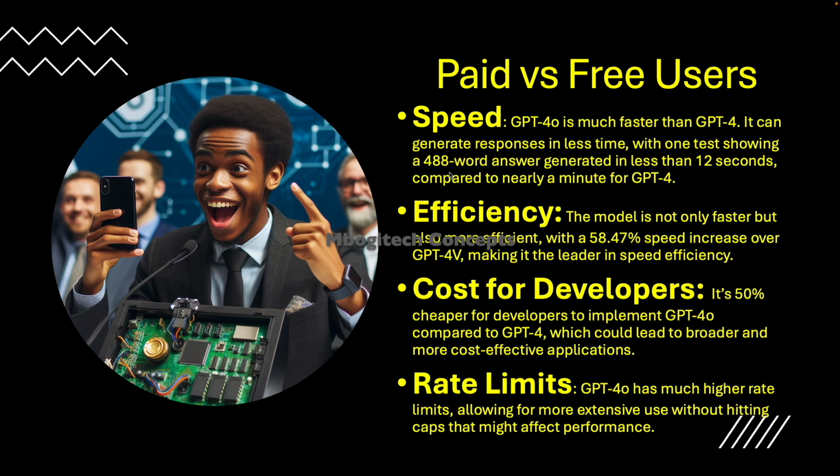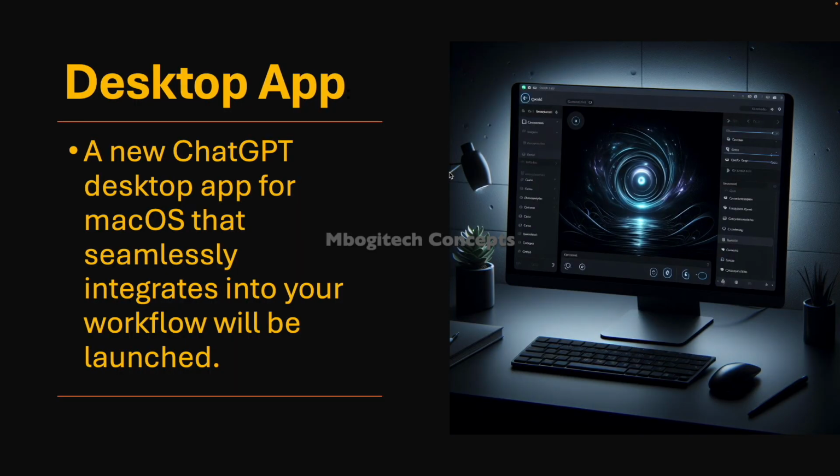Now, rate limits. GPT-4o has much higher rate limits, allowing more extensive use without hitting caps that might affect performance. I think I've explained just now that with GPT 3.5 before, you hit the limit fast, and then the memory is lost, so you have to start a new chat and start prompting it all over again to bring it up to speed. But now this has been expanded, so you don't hit the caps easily. So if you were not a paid subscriber before, maybe this is the time to be a paid subscriber. I don't know.